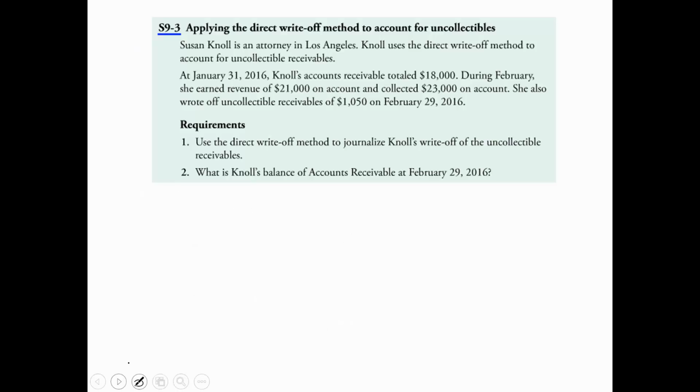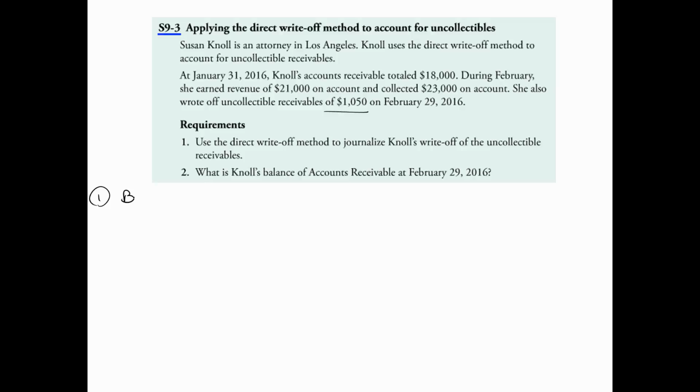So we have two problems here related to this. And this one, Susan Knoll is an attorney in Los Angeles. She uses the direct write-off method. She starts out the month with $18,000 in accounts receivable. During the month, she makes sales on account of $21,000. She collects $23,000 from previous accounts, and she wrote off a bad debt of $1,050. So the first thing we're going to do is write off this $1,050.